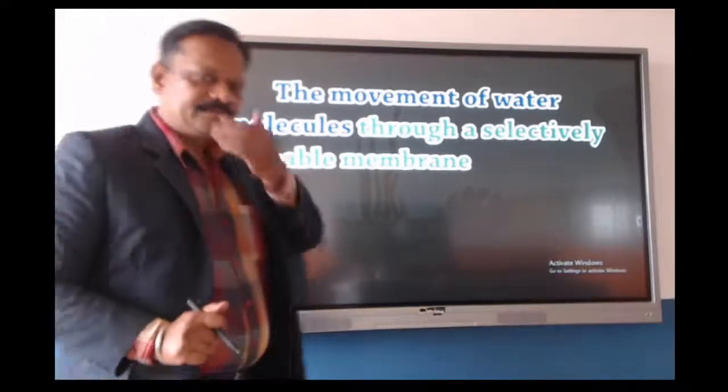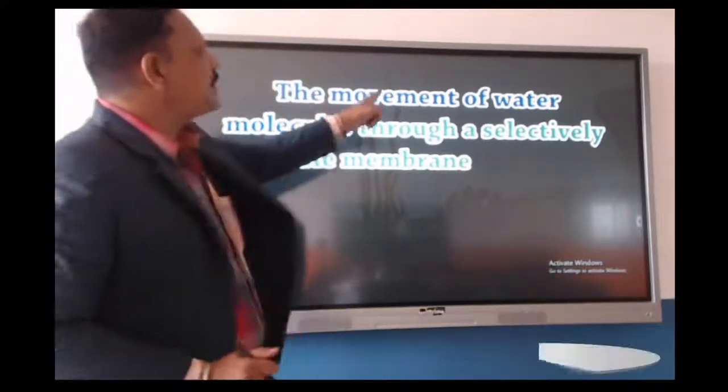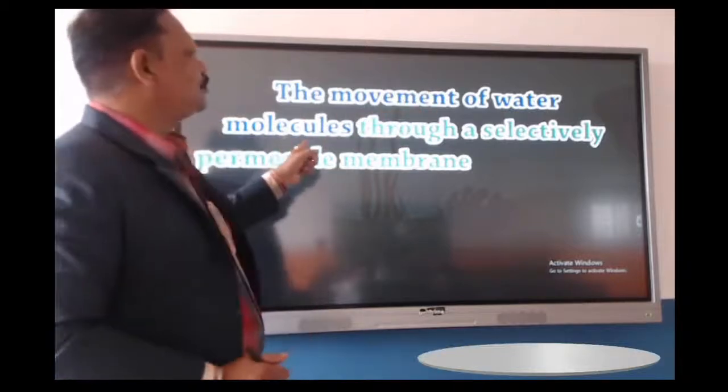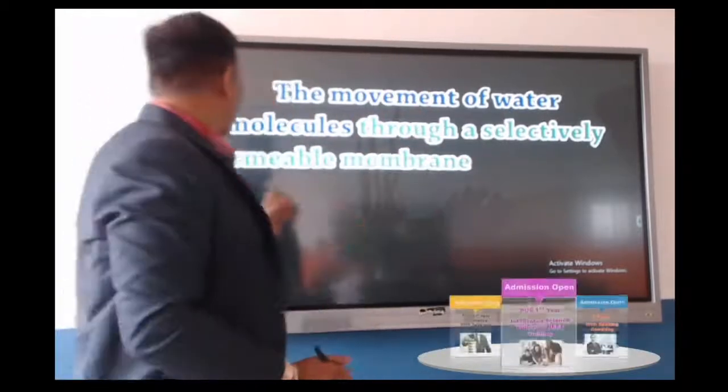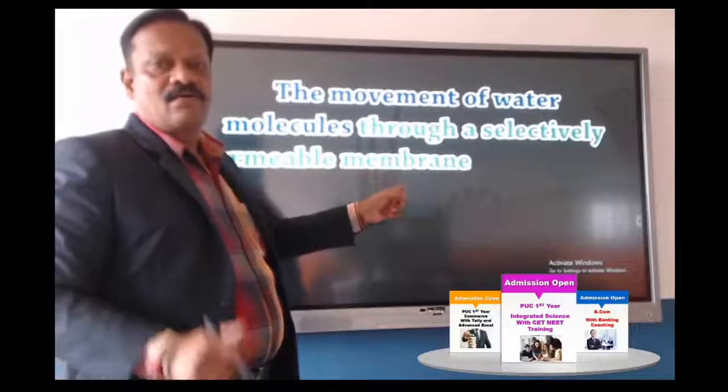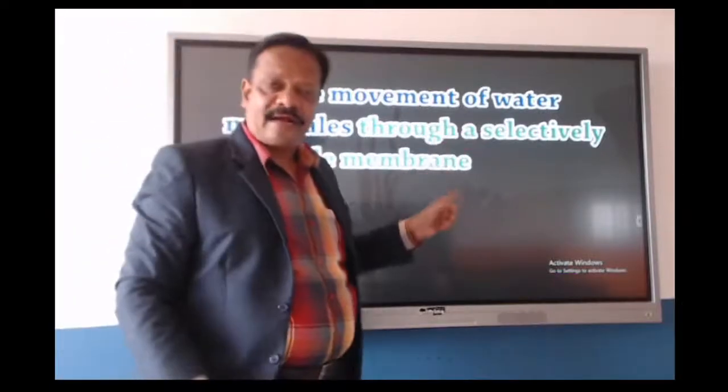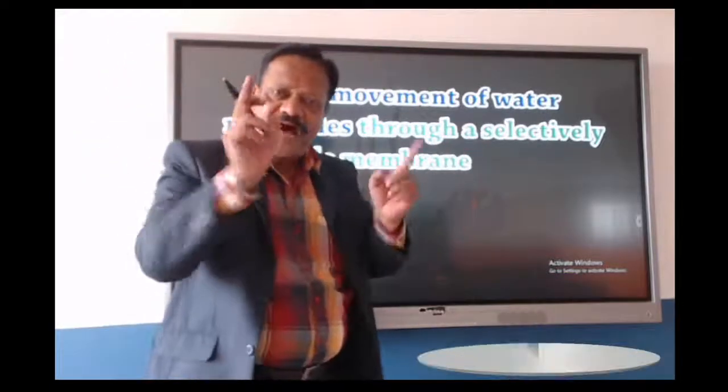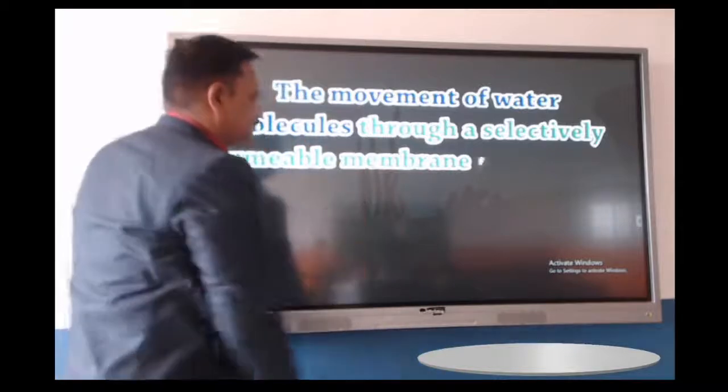Just see here, the movement of water molecules through a selectively permeable membrane. What did they say? Through a selectively permeable membrane, they are calling it osmosis. Just see it.